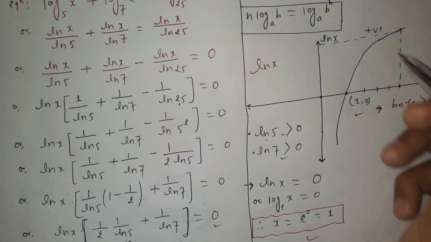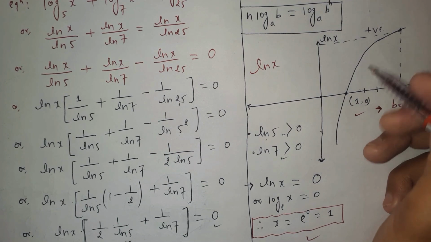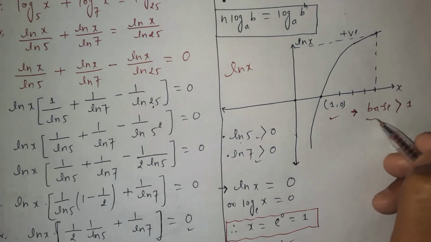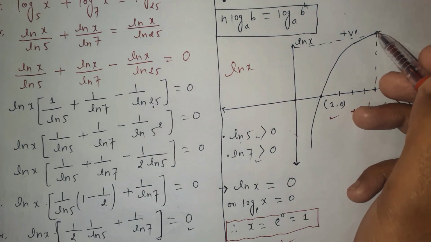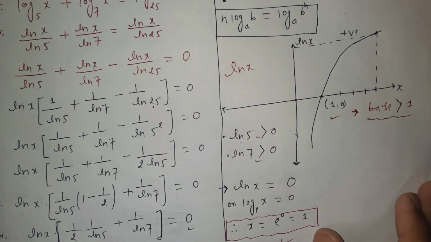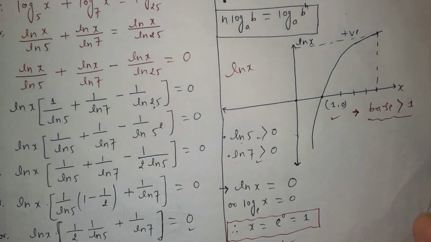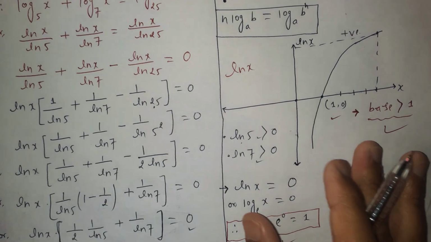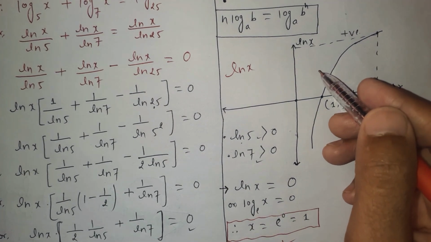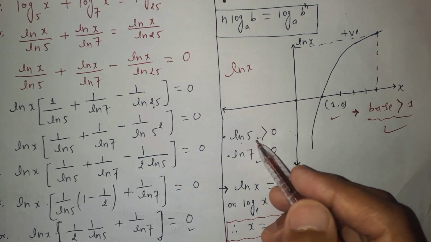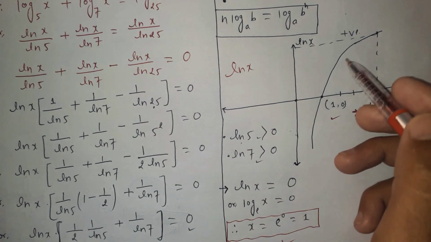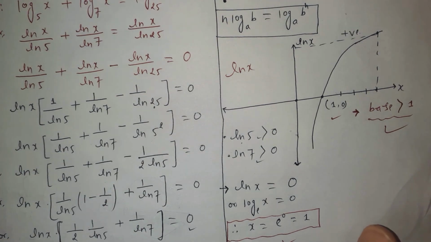This is the nature of the graph of the logarithm with base greater than 1. If the base is more than 1, then the graph will be like this. This is the nature of logarithmic functions with base greater than 1. Please visualize this graph also. This helps us to identify whether the logarithmic function value will be positive or negative. We can easily observe it from this graph.